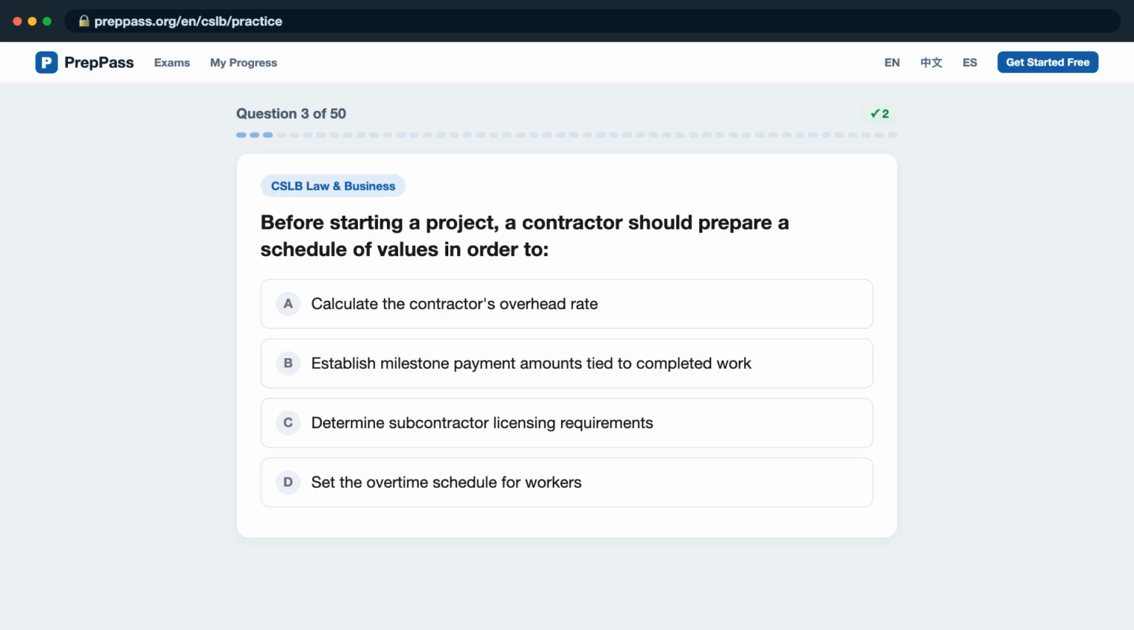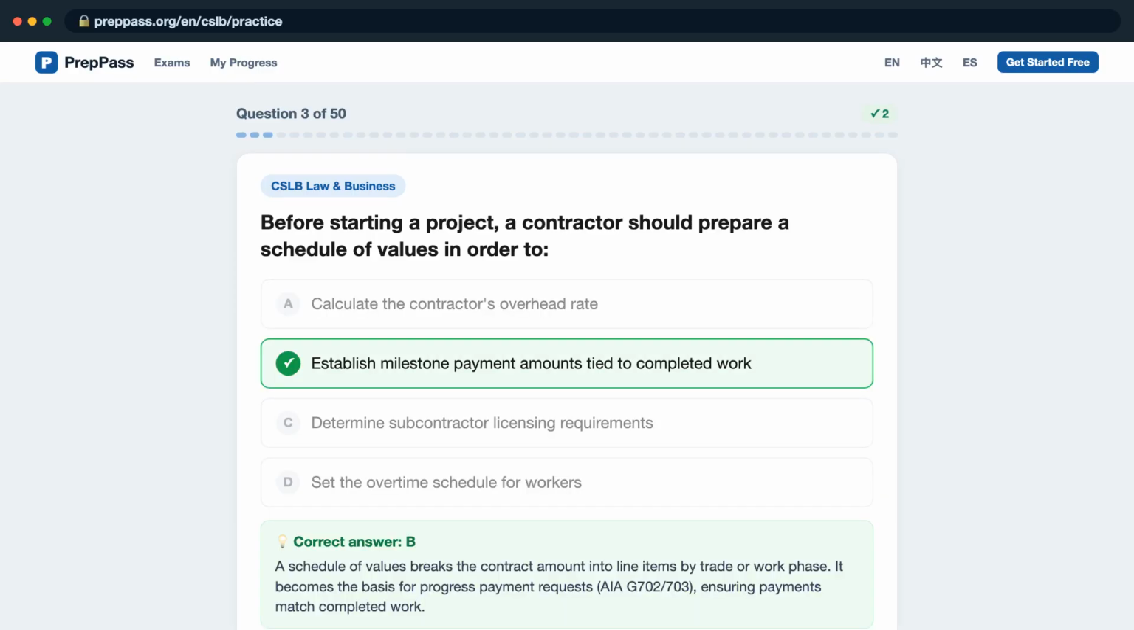Question 3. Before starting a project, a contractor should prepare a schedule of values in order to, is it A, calculate the contractor's overhead rate? B, establish milestone payment amounts tied to completed work? C, determine subcontractor licensing requirements? D, set the overtime schedule for workers?